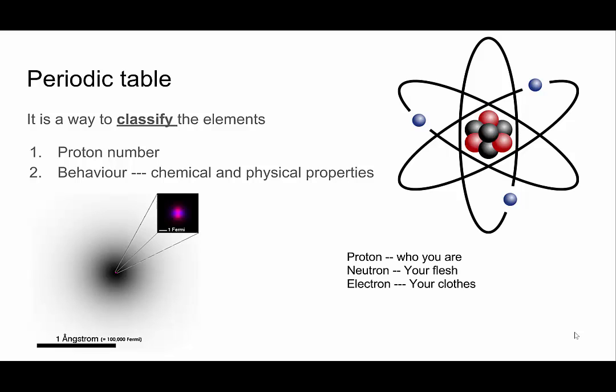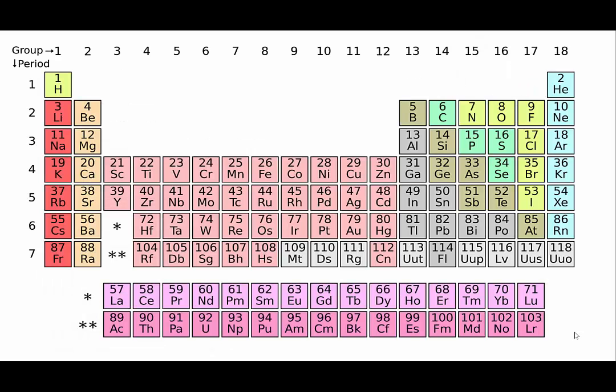An electron is like your clothes. You can change your clothes every day. You can gain clothes. One day you go to the swimming pool, and some monkey steals your clothes. You can lose your clothes as well. It doesn't even matter that much either. But the most important ones, I think, are the protons, because they determine who you are. That's why in this periodic table, we arrange all the elements based on their proton number.